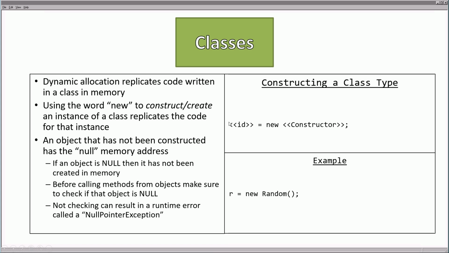As you can see here, if this class type, its ID is equal to the reserved word new following a constructor, which we're going to discuss a little bit later on in detail, then this replicates that in memory. And in fact, we've used that before. Going back to the random number generator, if we assign r equals new Random, this is a call to its constructor, and that creates it inside of memory.